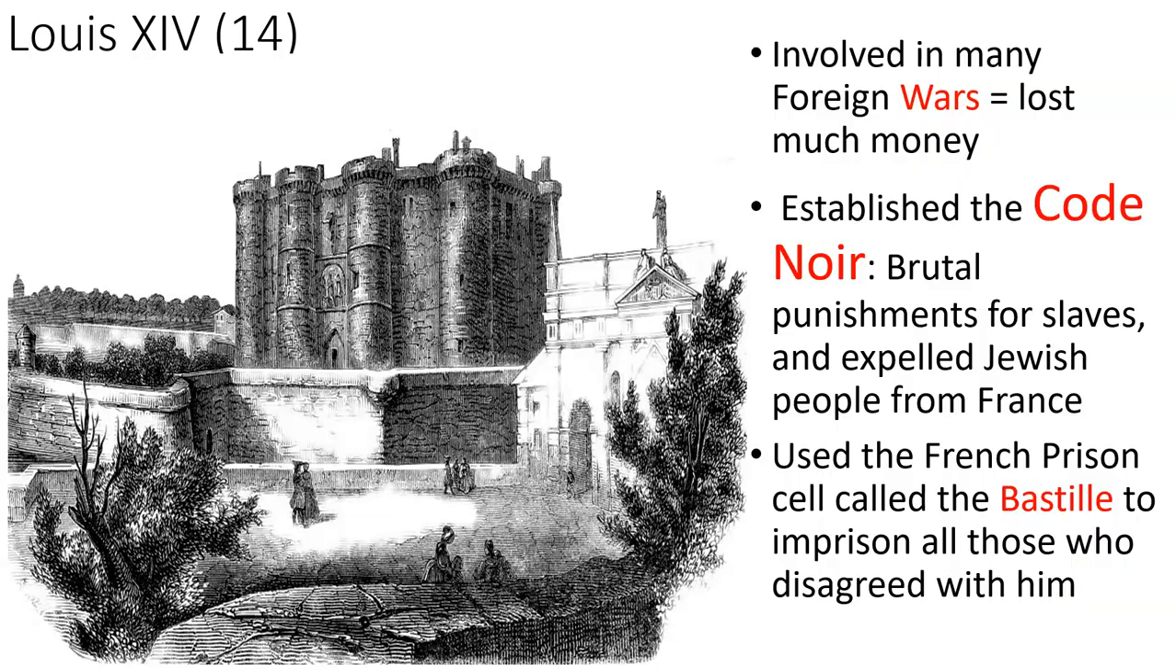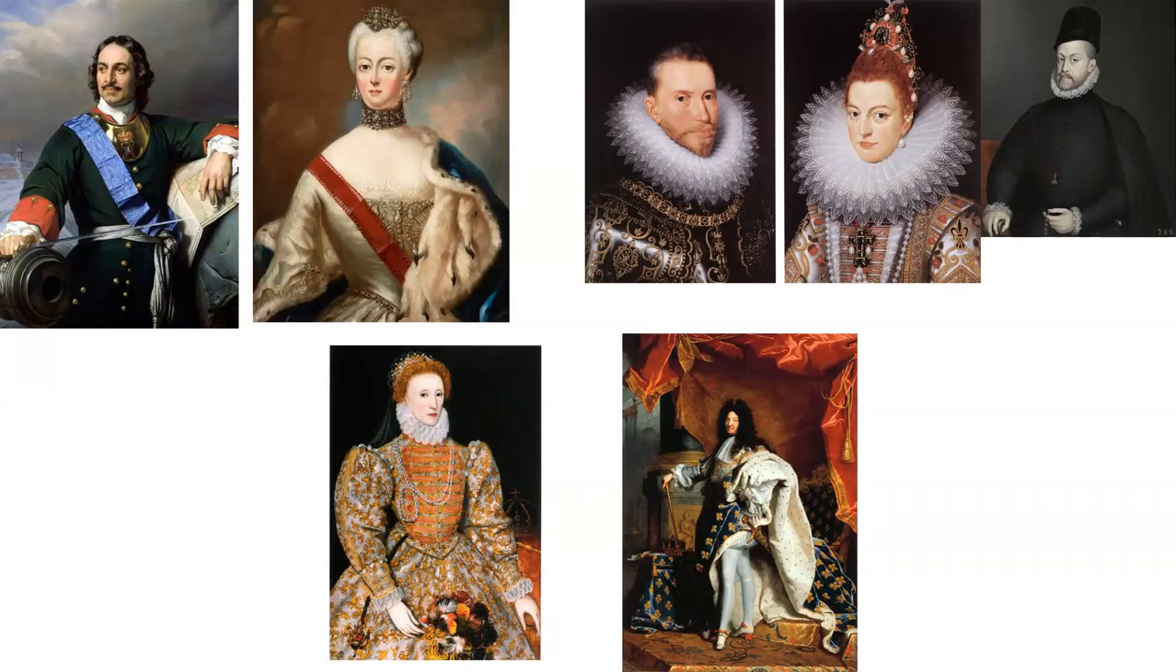Anyway, point is this. That is Louis XIV's reign. And these are the absolute monarchs that I would like you to have an idea about, okay? From left to right, you go Peter the Great, then Catherine, then Ferdinand and Isabella, and then Philip. And at the bottom there, you've got Elizabeth and Louis XIV. These are the people that you should be familiar with, okay?